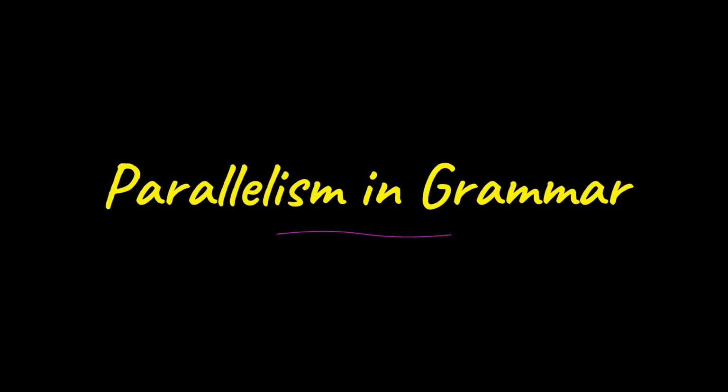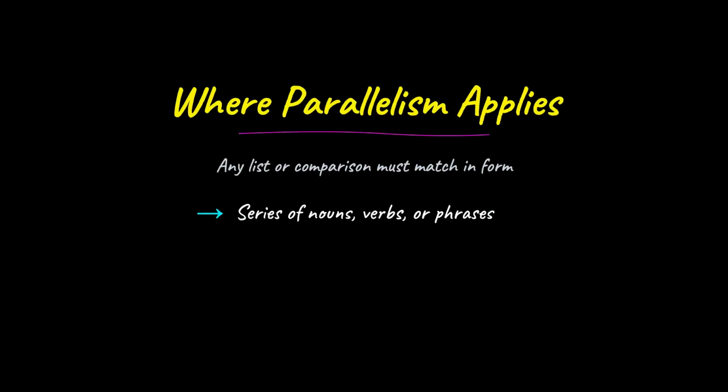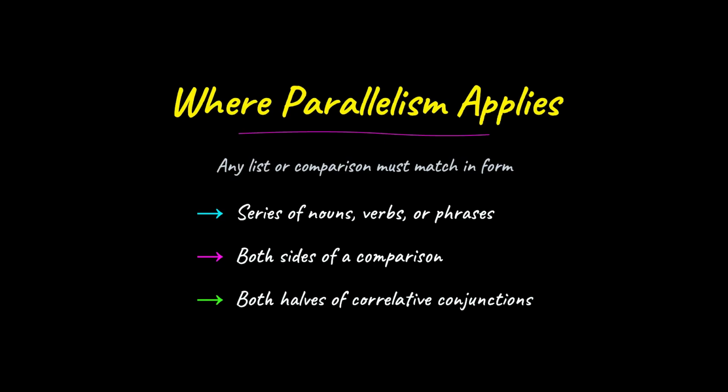Parallelism is the principle that every item in a series, every side of a comparison, and every half of a paired construction must share the same grammatical form. When one item breaks the pattern, the reader loses the rhythm and has to backtrack to recover the meaning. The rule applies in three main places: within a series, across comparisons like "harder than," and inside correlative conjunctions such as both/and, whether/or, and not only/but also. Each context demands that the forms on every side match exactly.